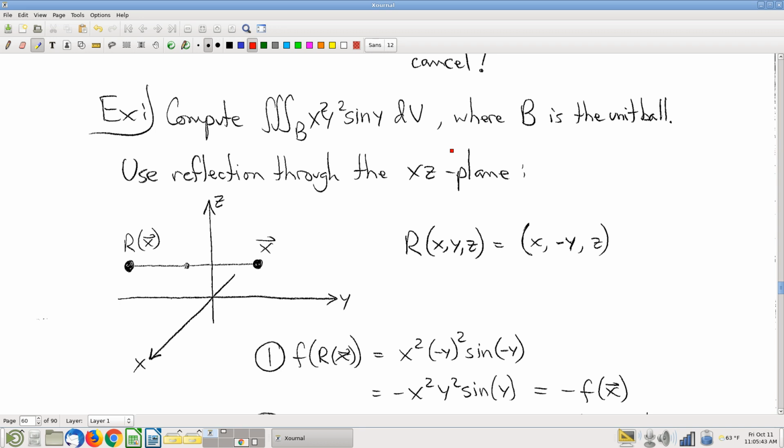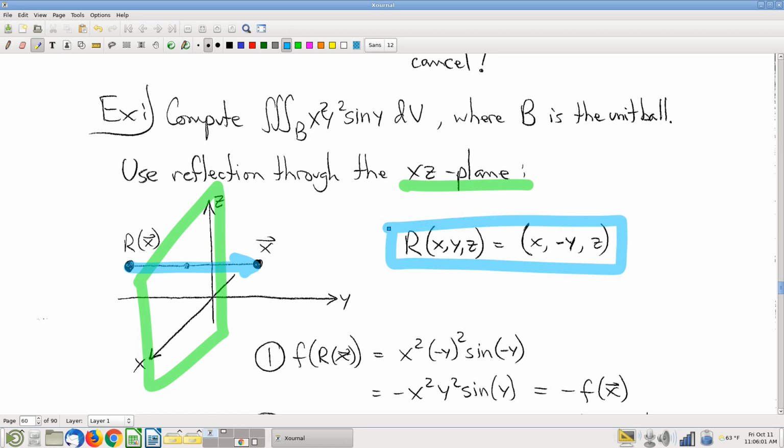And in order to make a symmetry argument, I need for this function to have an odd symmetry. Let me observe that if we pick the xz plane, through the xz plane, here's the xz plane, reflection through the xz plane is given by that formula. Now I appeal to the picture. You've got to have a picture. Really helps to draw the picture.